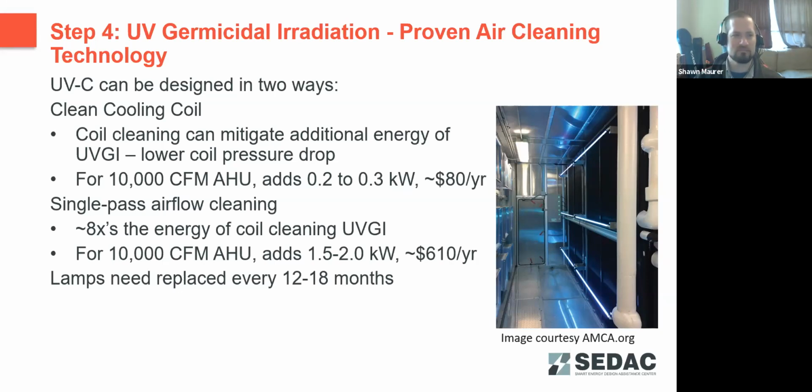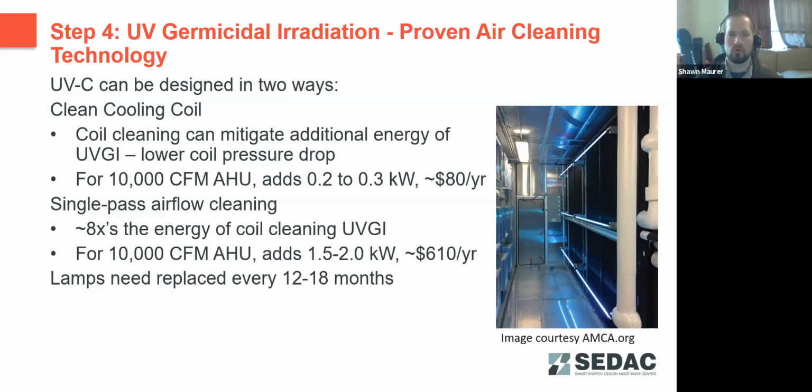You can do a reduced UV energy system that focuses mainly on cleaning the cooling coil. It will have some cleaning impact on the airstream itself, but the primary purpose is to prevent the buildup of microbes and biological material on that cooling coil. Since it generates condensation, materials can grow on that. For about a 10,000 CFM air handler, a UV system for cleaning the coil is going to add about a quarter to a third of a kilowatt, and about $80 per year to the operation of that unit.